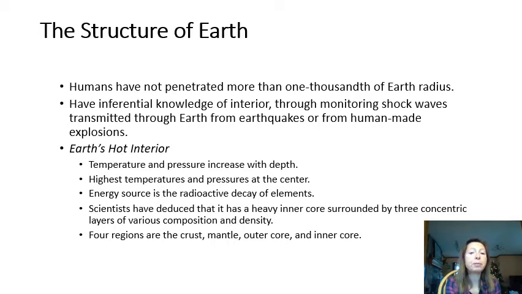So what do we know about the Earth's hot interior? Well, we know that temperature and pressure increase in general with depth, and the highest temperatures and pressure are at the center of the Earth. We also know that the energy source inside of the Earth is the radioactive decay of elements. Scientists have deduced that the Earth has a heavy inner core surrounded by three concentric layers of various composition and density. So we're going to take a look at each of these layers. These four regions are the crust, mantle, outer core, and inner core.